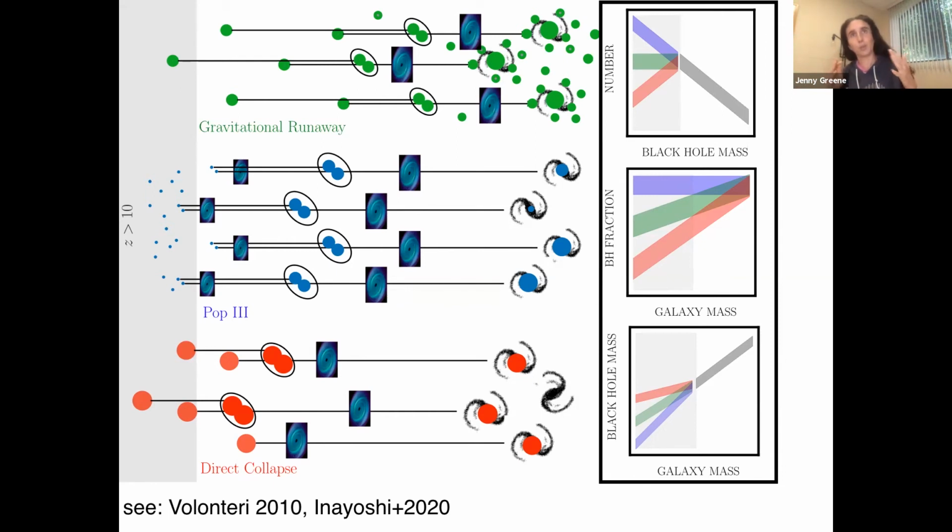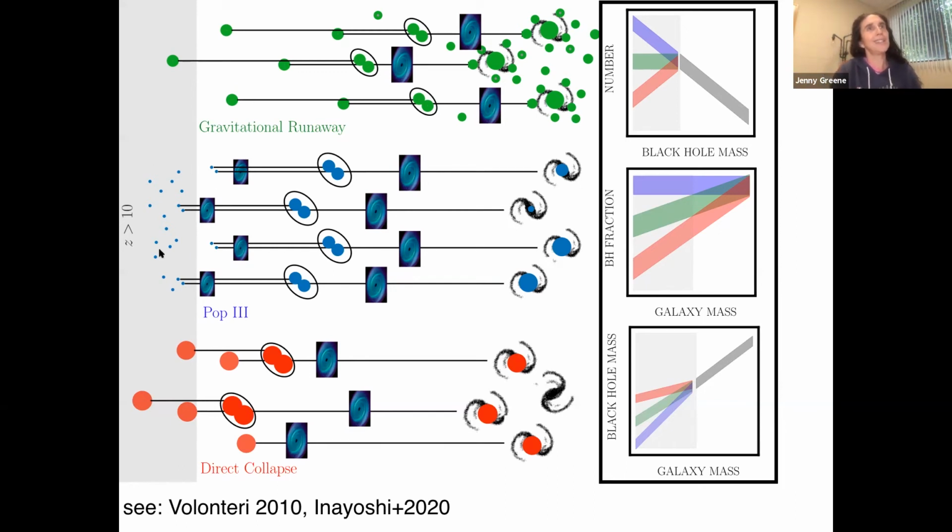We think they have to grow from seeds, and therefore there should be some relics of that seeding process that we can find in the universe today and at higher redshift. And their mass distributions, how they occupy galaxies, how they occupy the halos of galaxies, should tell us something about those seeding processes. People think about 3 main avenues for making seed black holes.